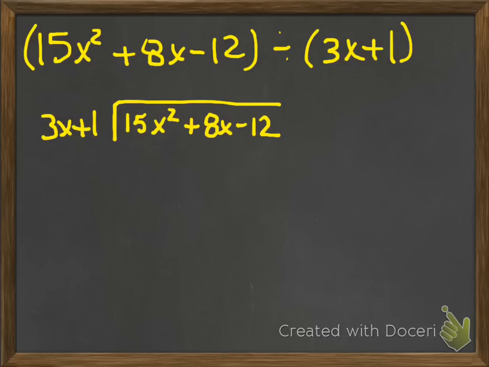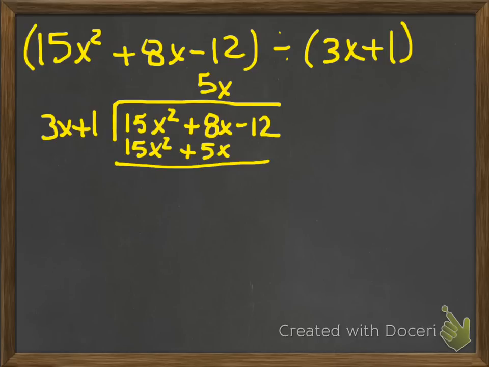Okay, so I look at this again. 15 divided by 3. Okay. So 15 divided by 3 is going to be 5. X squared divided by an x would be just an x. Okay, and the reason why, again, this number times the 3x should match the number that you see there, that 15x squared, that first number. Okay, so 5x times 3x is 15x squared. 5x times 1 is 5x, positive 5x.